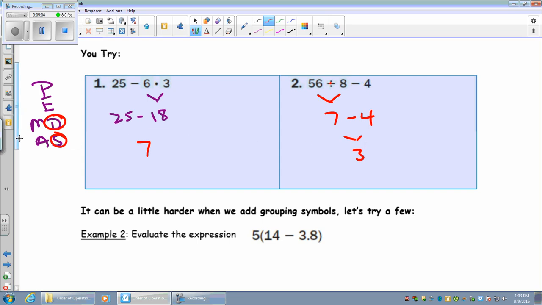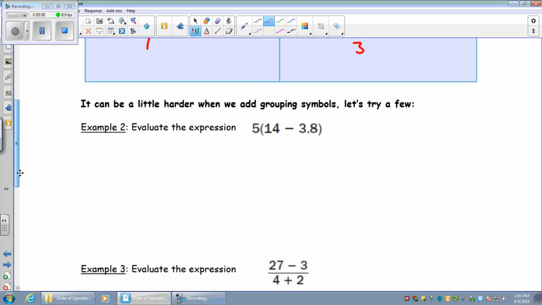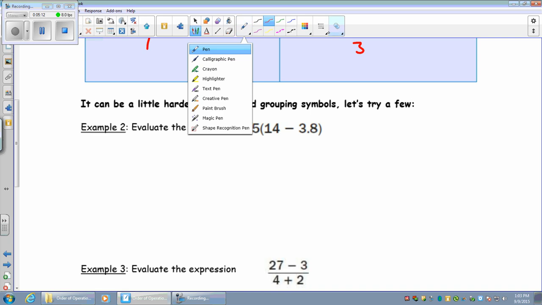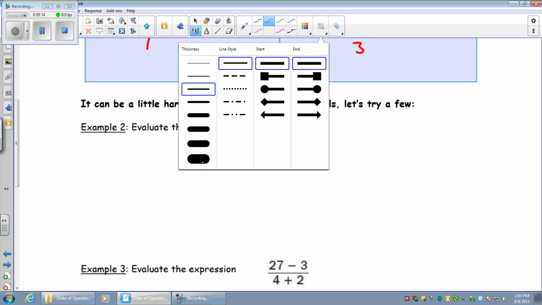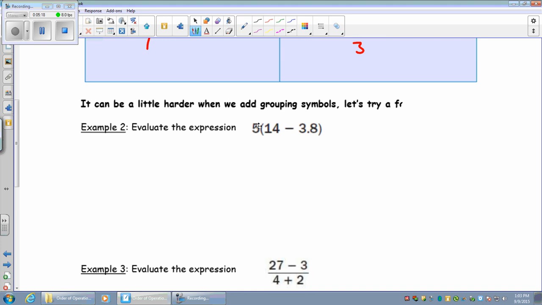It can get a little bit more difficult once we add grouping symbols into the mix. So like here, grouping symbols say whenever I see a problem, I have to do the stuff inside of those grouping symbols first. So for this one, I'm going to pretend that this 5 isn't even here. And I'm going to go 14 minus 3.8. So 14 minus 3.8 off on the side of our papers.